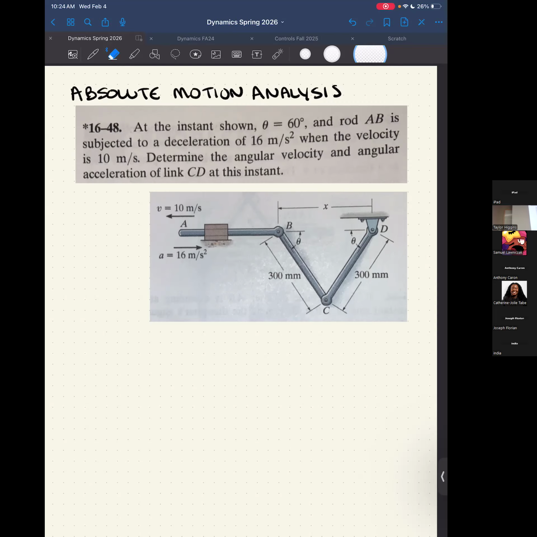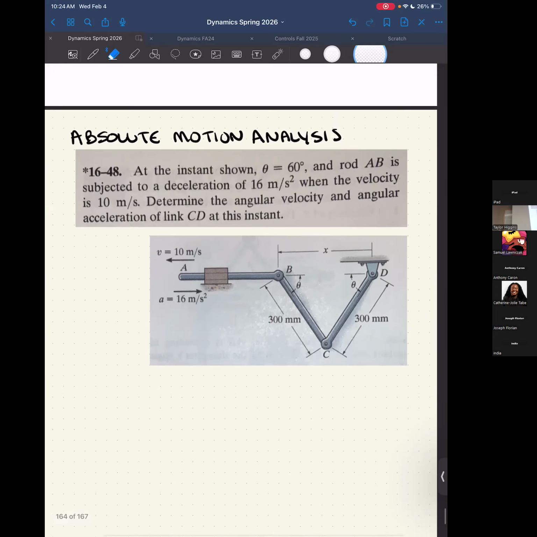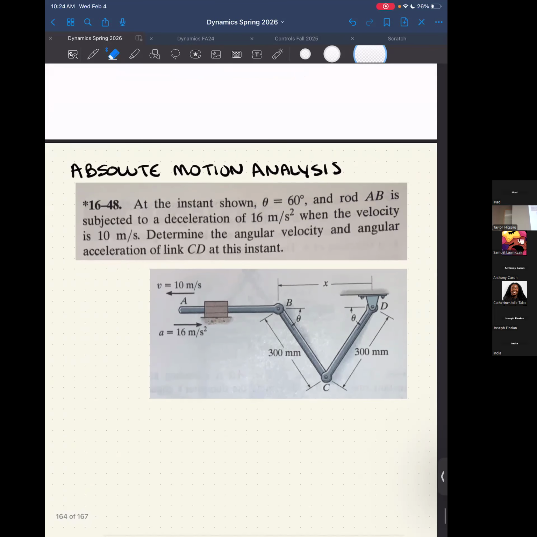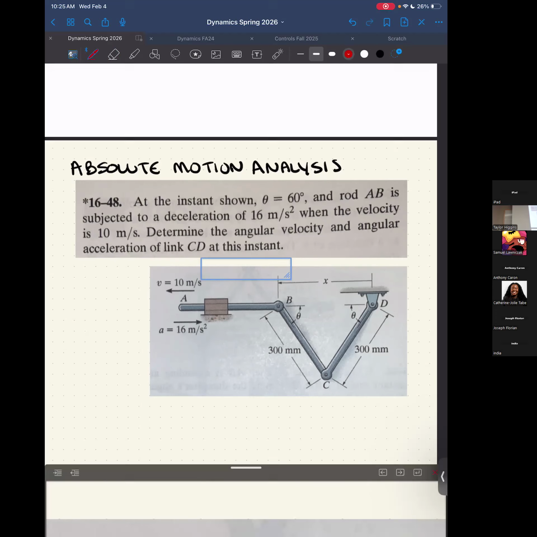Okay. Let's talk about the absolute motion analysis problem. And again, we have until 11. I'll give you maybe 10 minutes to work on this on your own, and then I'll do 5 minutes to write it up myself. So at the instant shown, theta equals 60 degrees, and rod AB is subjected to a deceleration of 16 meters per second squared when the velocity is 10 meters per second. Determine the angular velocity and angular acceleration of link CD at this instant.